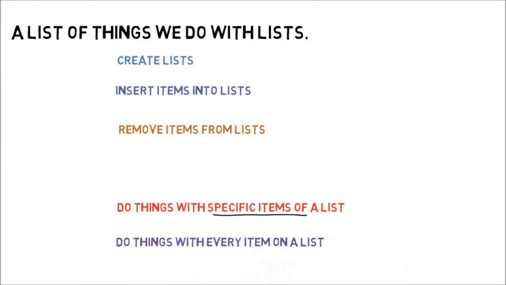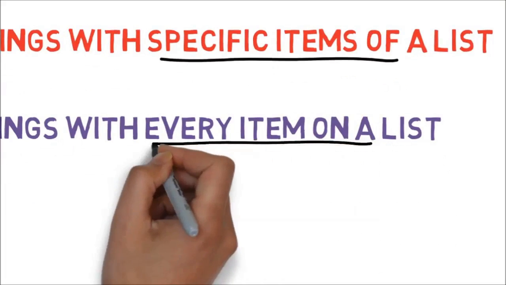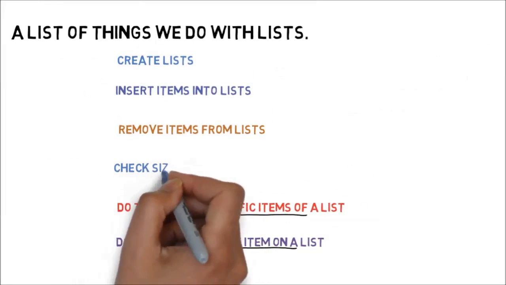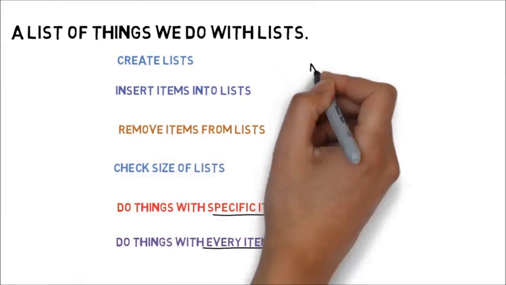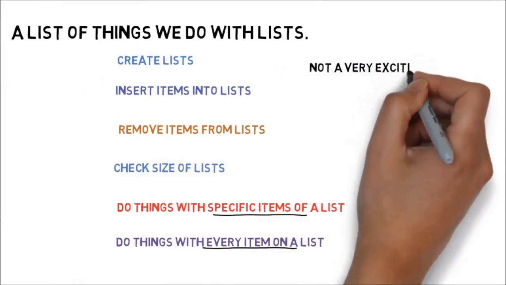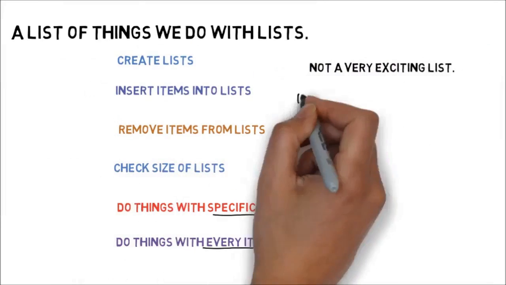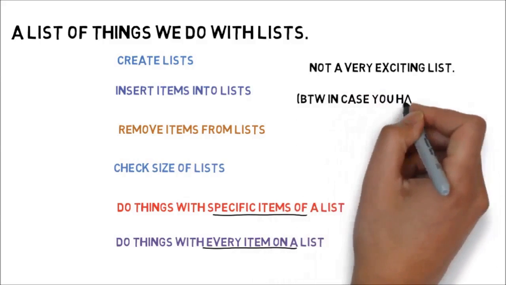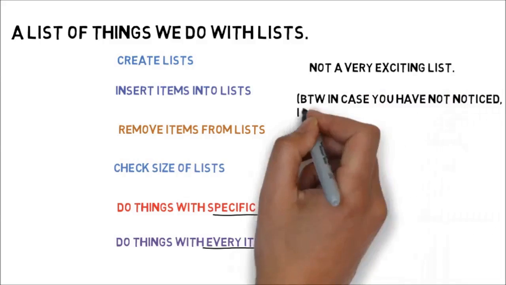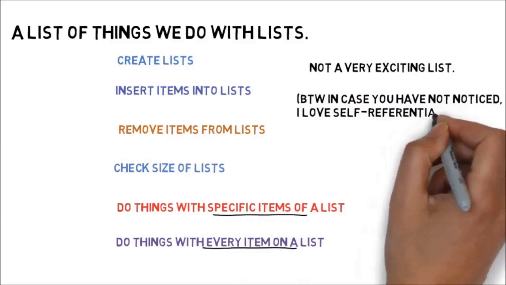This is exactly where loops will come in, when you want to do something to every item on a list. You could also check what is the size of the list. How many elements does the list have? It's not a very exciting list, but there you have it. These are all the things that you could do with lists in Python.